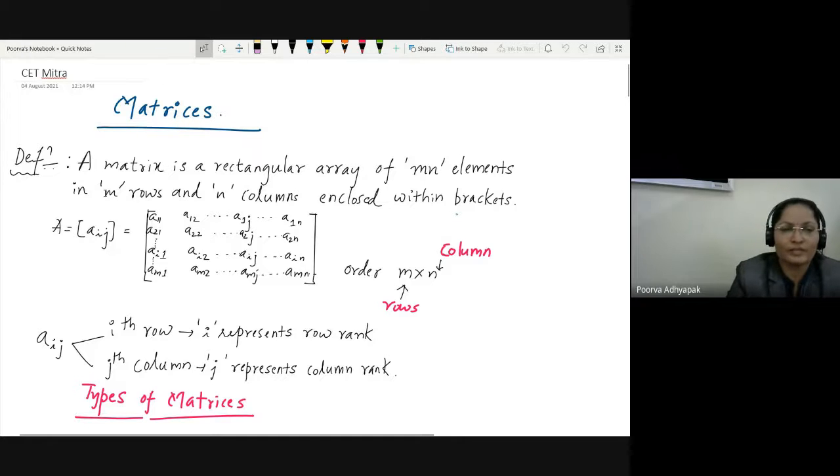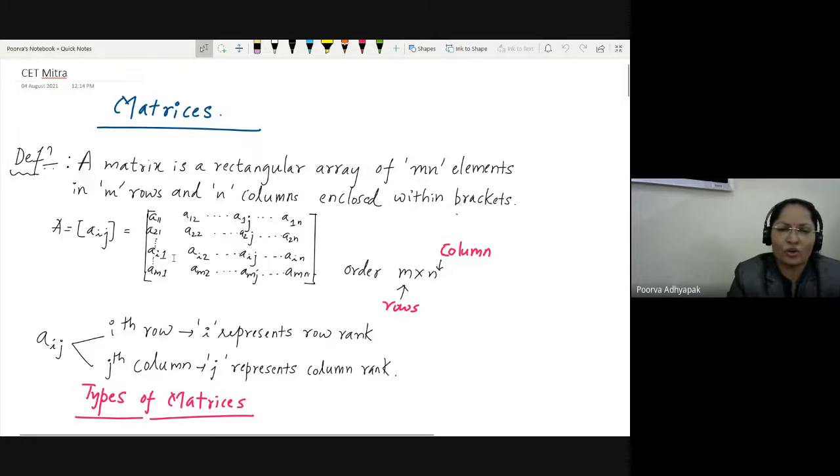Students, today we will be discussing the theory part of matrices. So the definition comes like this. A matrix is a rectangular array of m times n elements in m rows and n columns enclosed within brackets. Here I have written A equals Aij, where A11, A12, A13 and so on, its last term I have taken as A1n. Similarly, the second row comes like this, A21, A22 and so on. The last term is A2n. And similarly, Am1, Am2 and the last term will be Amn.